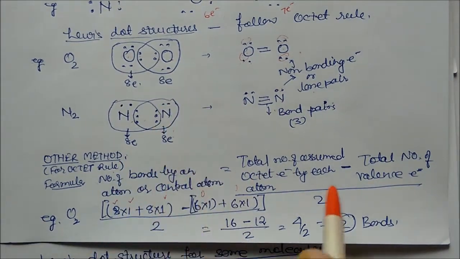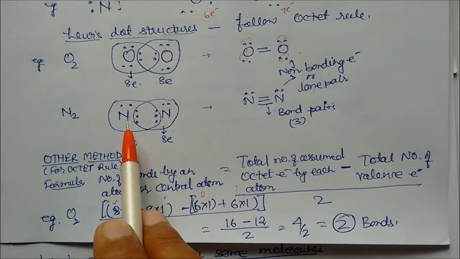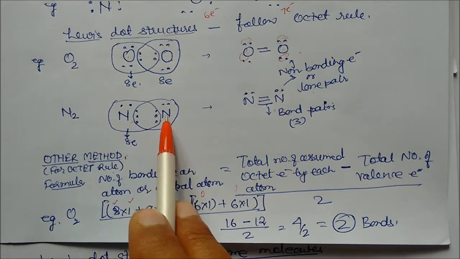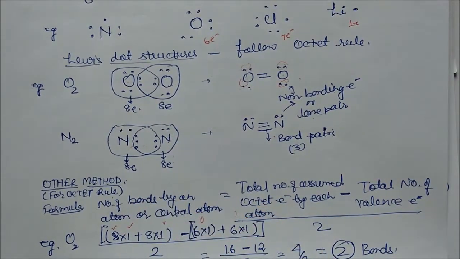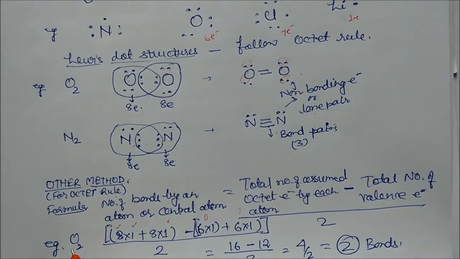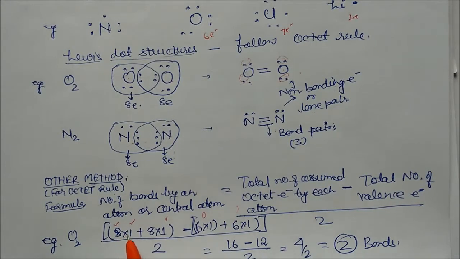So you have to subtract their valence electrons from their valence electrons. They have 5, they also have 5. So we have written here a formula like this one. Okay, 8 into 2 for this oxygen. So each oxygen has 8 electrons, 1 atom 8 electrons, 1 atom 8 electrons.